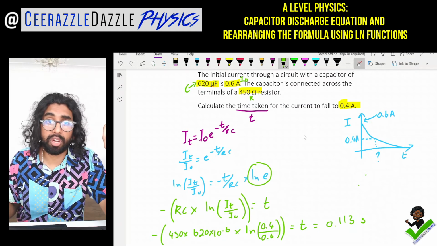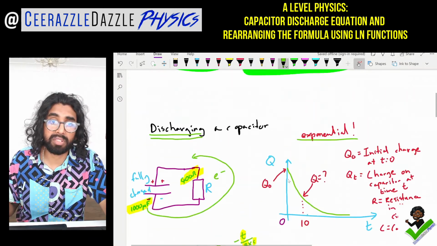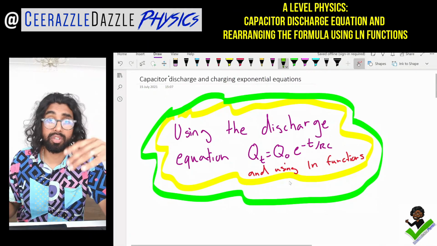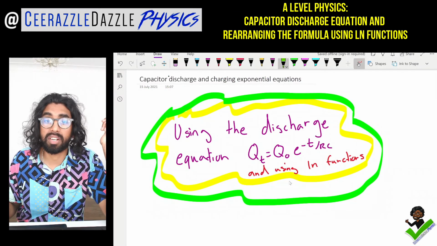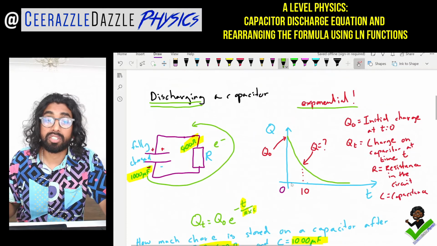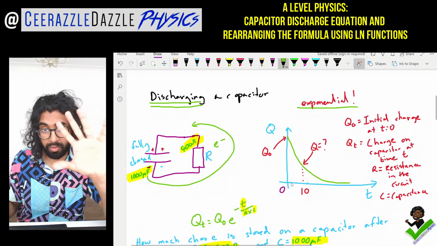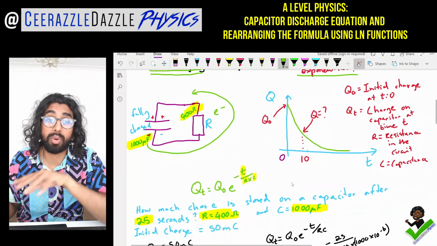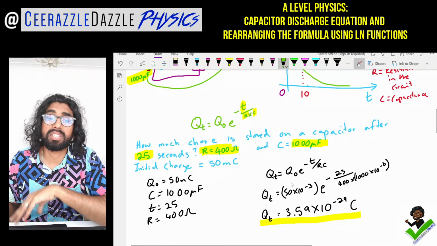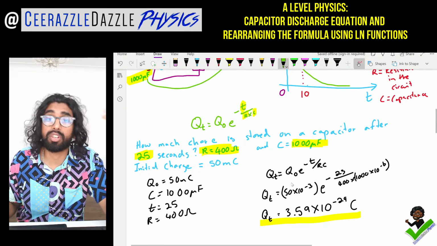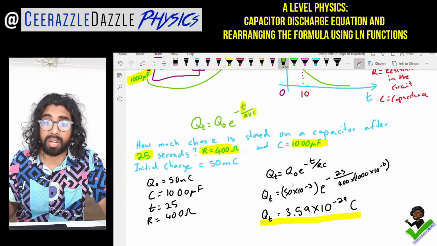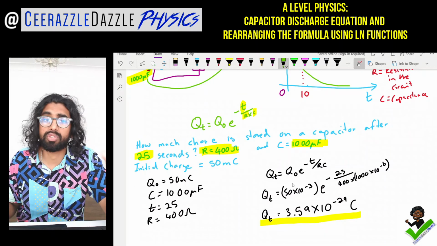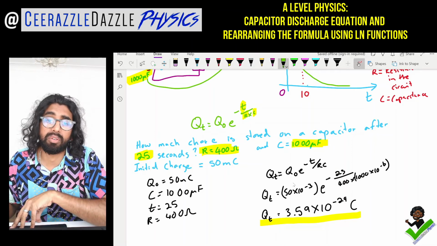Okay, so a quick recap from the top. We talked about using a discharge equation, Q_t is equal to Q naught e to the minus t over RC, and using the ln functions. Discharging a capacitor: I gave a quick recap, introduced you to the equation and gave you one example. We asked how much charge would be stored on the capacitor after a certain amount of time has passed. We gave you the resistance, the capacitance and the initial charge, plugged it in and got the actual value of 3.59 times 10 to the minus 29.